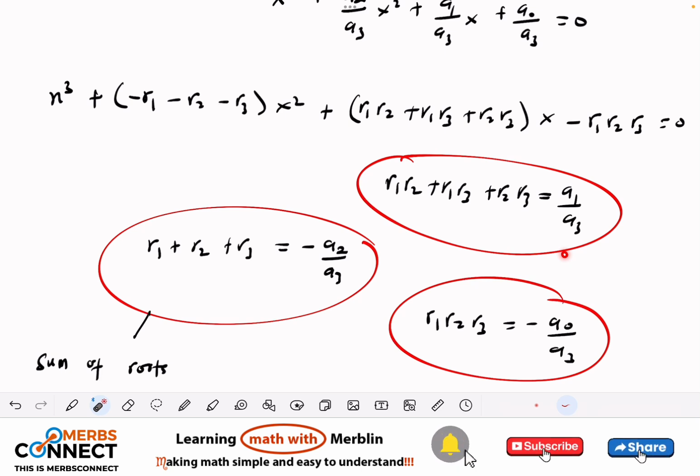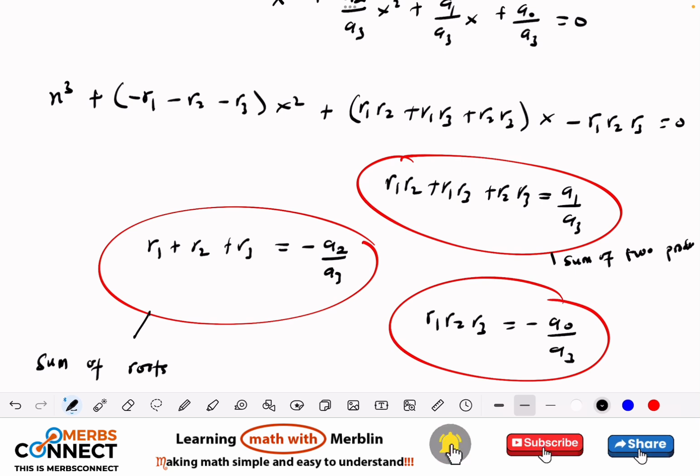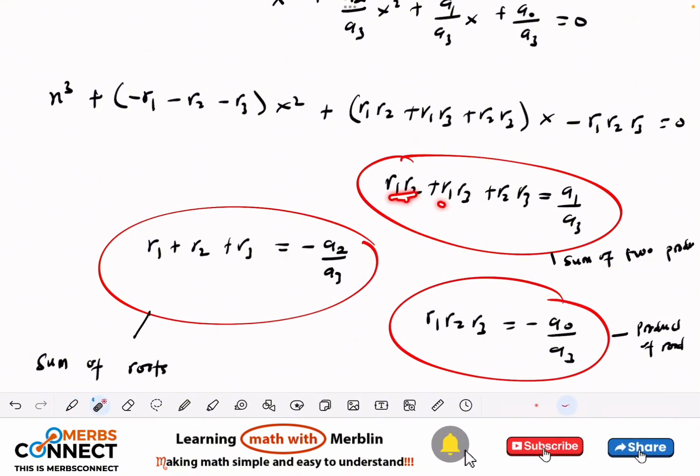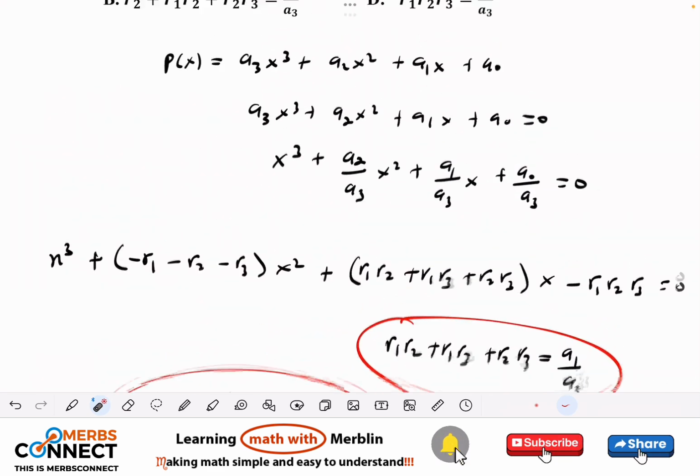Now, how do we call this one? We call this one the sum of two products, because it is the sum of two products. And now this one is called the product of roots. So sum of two products means that we are summing two products, right? So that's the idea.